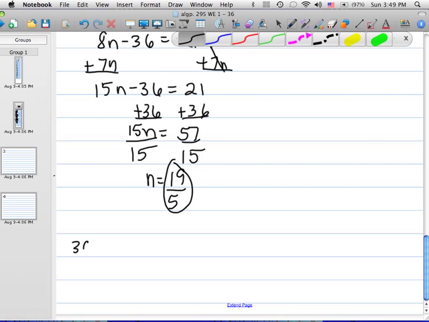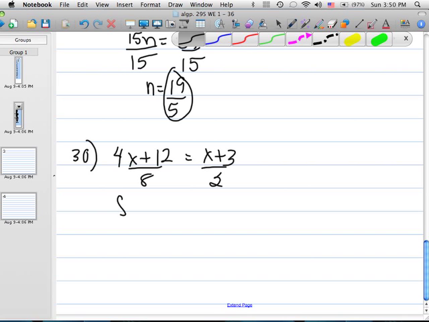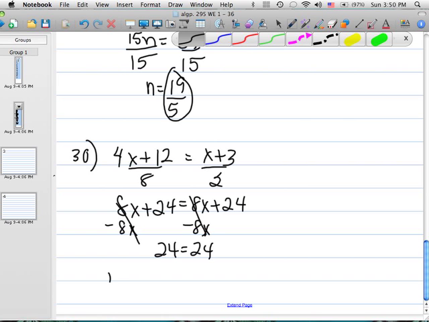Problem number 30. We have 4x plus 12 over 8 equals x plus 3 over 2. Cross products, we get 8x plus 24 equals 8x plus 24. Getting the x's on one side, we subtract 8x and we get an identity, 24 equals 24. So this is an identity, and the solution set is a set of real numbers.